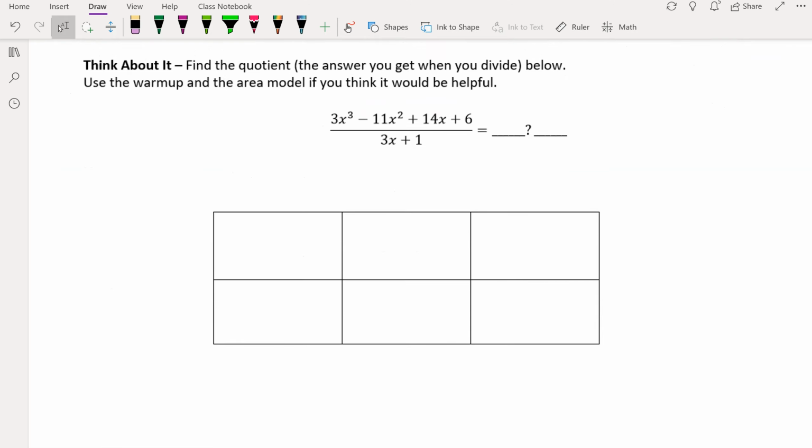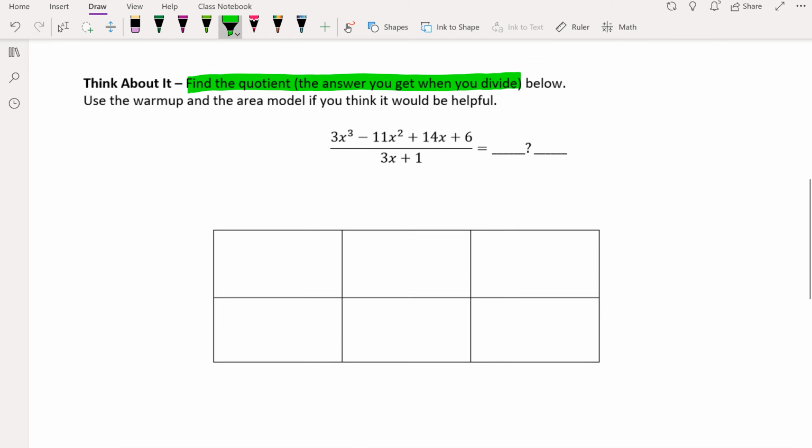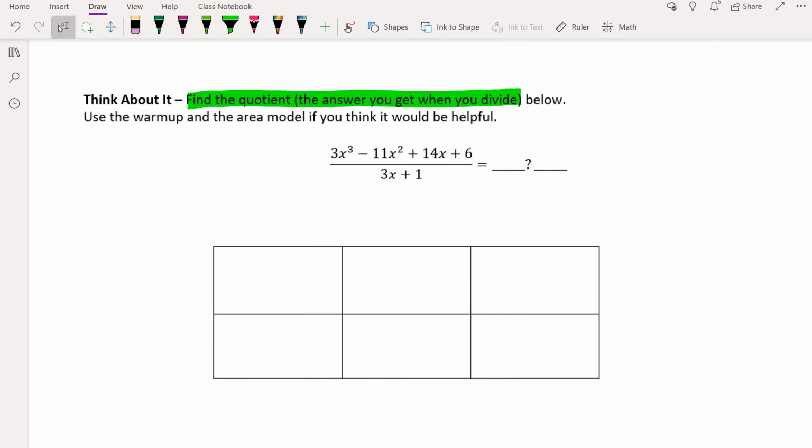Find the quotient. The quotient is the answer that you get when you divide, so that's important to know. Or when you divide, the answer that you get when you divide. Find the quotient below. Use the warm-up and the area model if you think it would be helpful. All right, I want you to try this in your notebook on your own.